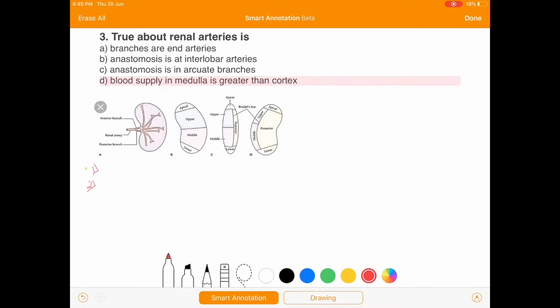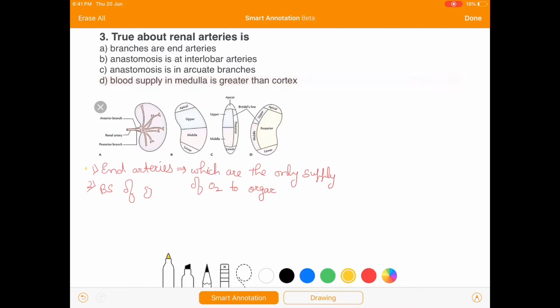The first is, what do you mean by end arteries? And second is blood supply of kidney. So what are end arteries? End arteries are those arteries which are the only supply of O2 to the organ.